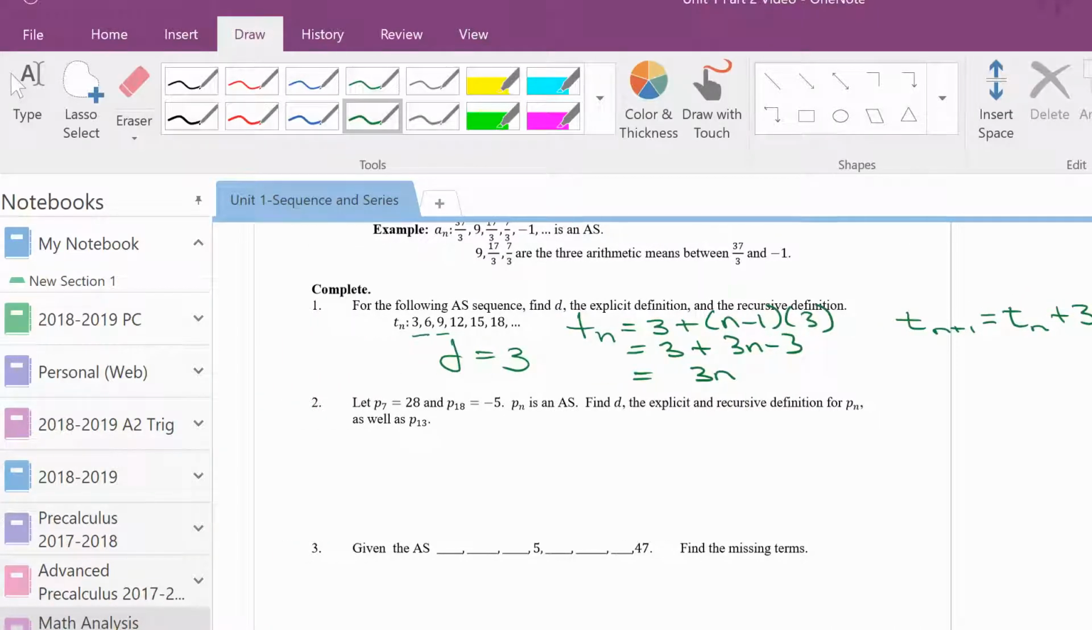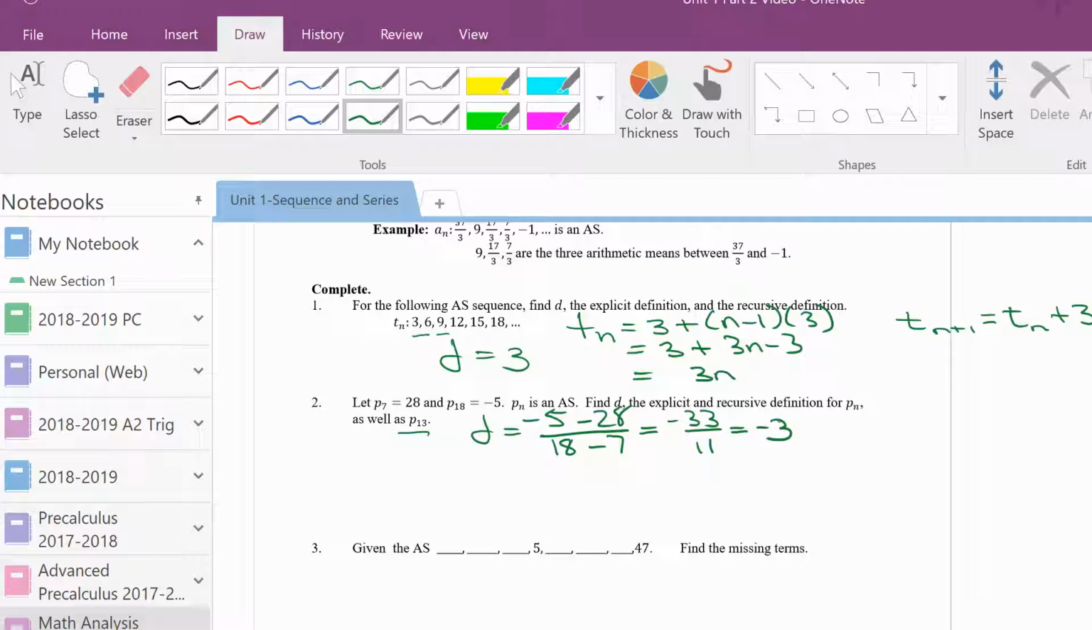The next one gives us the 7th term and the 18th term in the arithmetic sequence, and it wants us to do the same thing, as well as find the 13th term. Remember, first we need to find the difference, so we subtract the terms, negative 5 minus 28, and divide that by the difference in the term numbers, 18 minus 7. Negative 33 over 11 gives us negative 3. That's the difference.